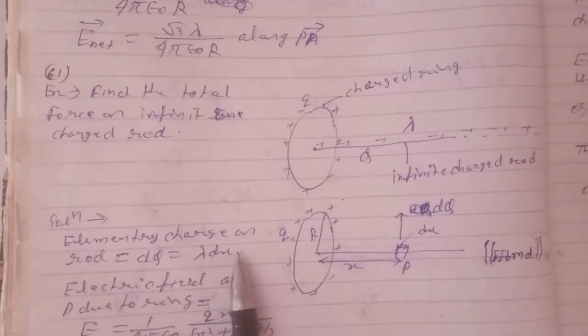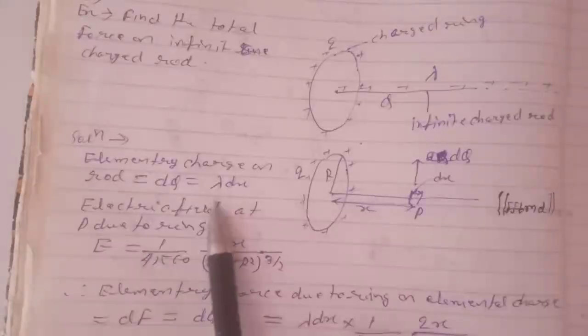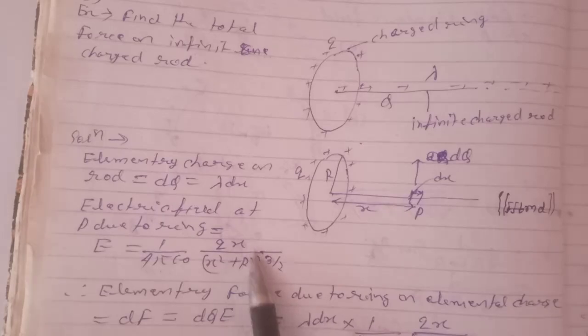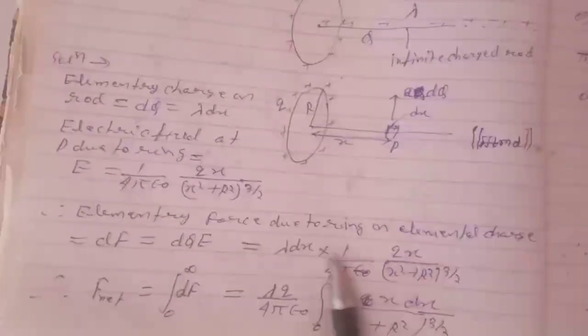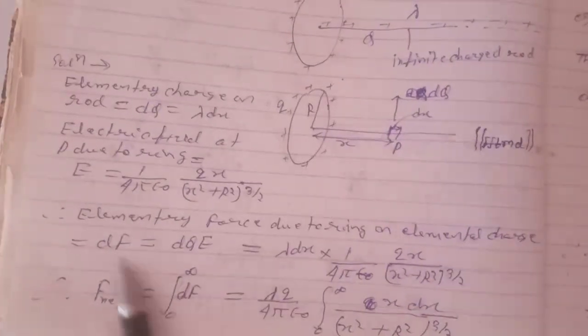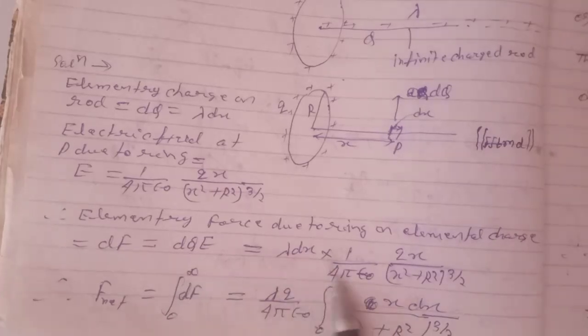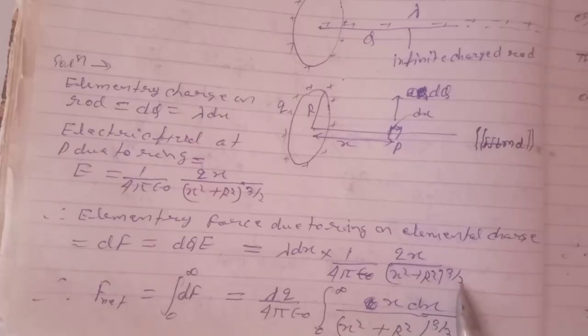So the elementary charge on the rod is dq equal to lambda dx. The electric field at P due to the ring, we know, is E equal to 1 by 4 pi epsilon naught qx by under root x square plus r square to the power 3 by 2. Hence the elementary force due to the ring on the elementary charge is dF equal to dq into E, or lambda dx into 1 by 4 pi epsilon naught qx by under root x square plus r square to the power 3 by 2.